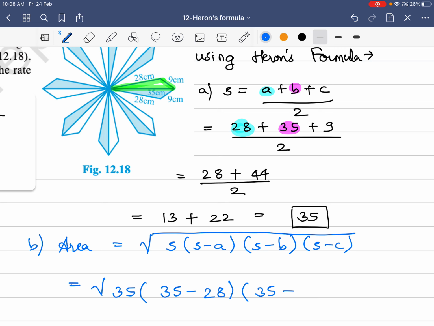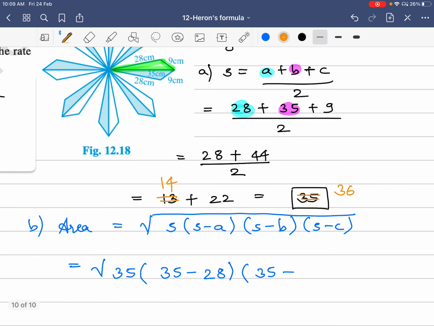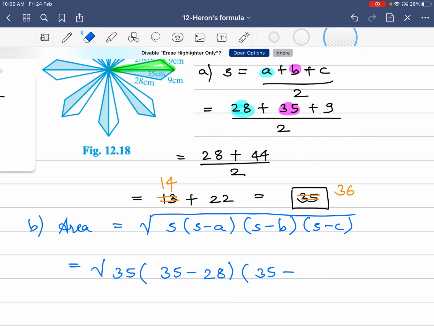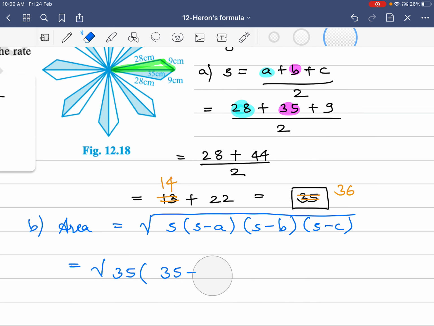Okay, so there is a mistake which I found out. Basically, half of 28 is 14, not 13. So I'm just going to scratch it up so that we know what the mistake is. So this is going to be 14, and 14 plus 22 is going to be 36. So S is going to be 36. Very sorry for that mistake. So I'm just going to change this now. Let's erase this. So S is actually 36.